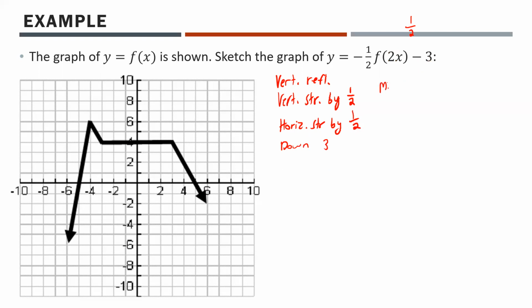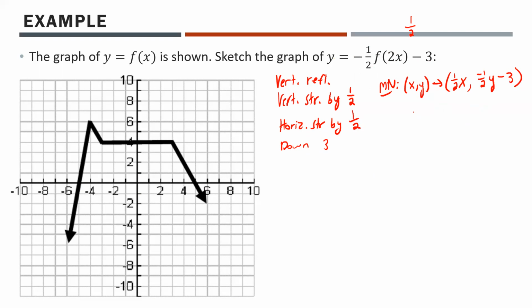So our mapping notation, we'll just do it right here. Our mapping notation is going to be x, y becomes, think about what's happening to our x. Well, it's none of this vertical stuff and it's not this down 3. The only thing that's happening to x is our horizontal stretch by 1/2. So you're going to be going 1/2 times x, comma, and now we have to think about what's happening to our y. Well, we have a vertical stretch by 1/2, but it's also being reflected. So guess what? You just use the -1/2 and multiply that by y. But then we're also going down 3. So then I'll say -3.